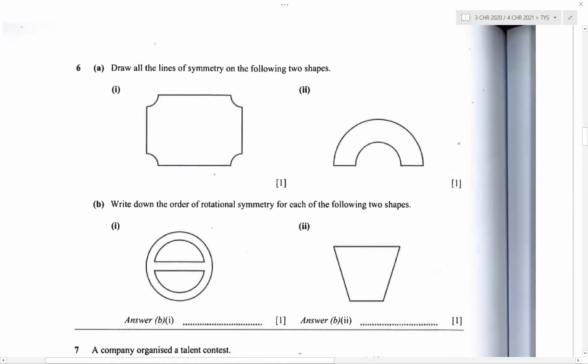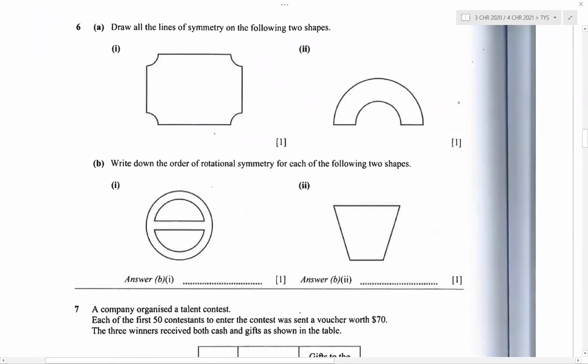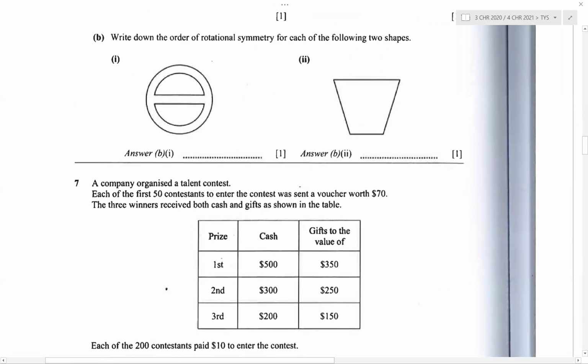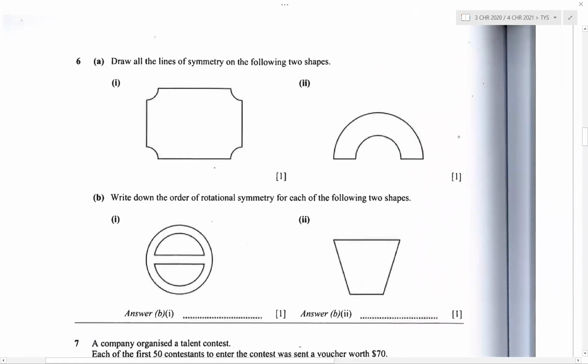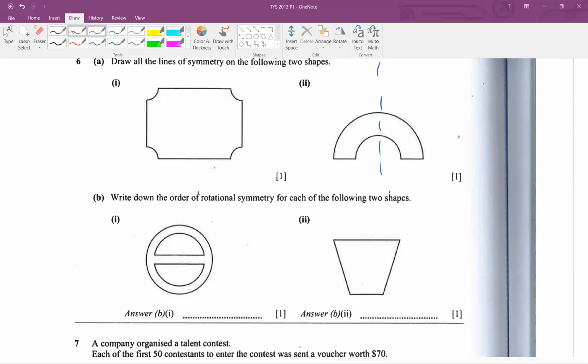Okay, draw the lines of symmetry. I think you can do this by yourself. Order of rotational symmetry, I think you can do it also. A. Line of symmetry, one here, one here. Like that. Diagonal?